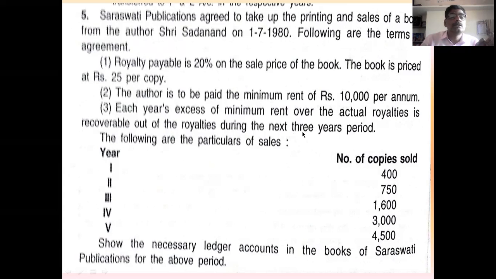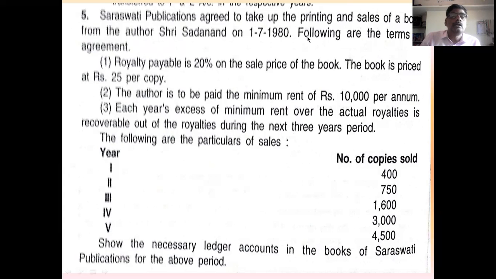Here the wording is next 3 years. It is floating time. For the first year's short working, the next 3 years; for the second year's short working, the next 3 years of the second year; for the third year's short working, the next 3 years of the third year. Like that, you have to take the period and try to recoup the short working.